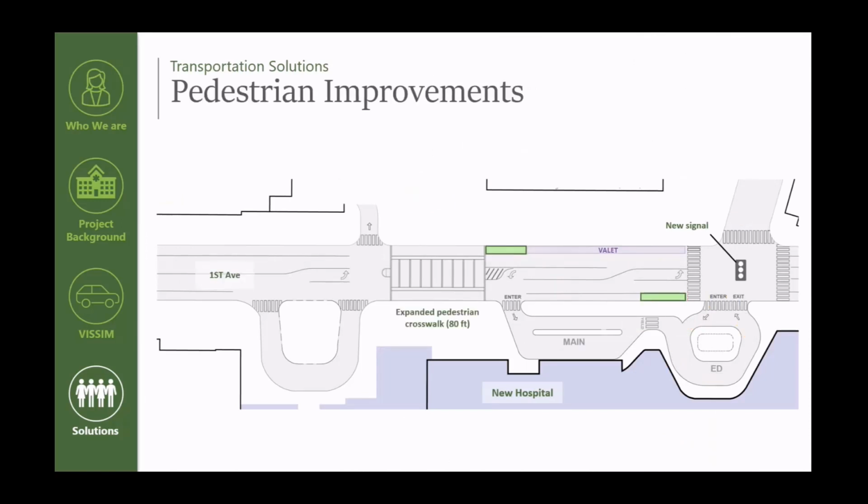We also suggested signalizing the adjacent intersection to the right, that is by the exit of the emergency department loop. Not because the signal is warranted there by its peak hour vehicle volume, but again, due to the high pedestrian activity in this area, and pedestrian safety is one of our client's and our top priorities.